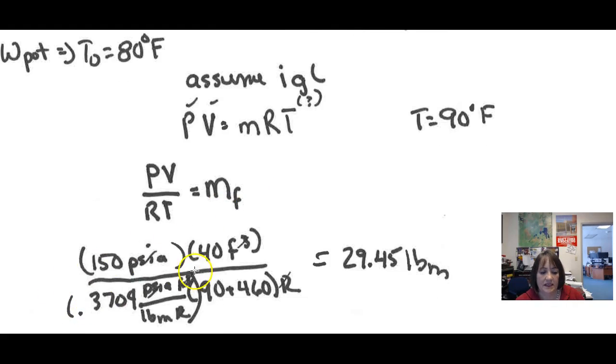Now when we set this up, we have 150 psia, 40 cubic feet. Then we have to take the temperature in the tank, 90 degrees Fahrenheit, and add 460 to convert to degrees Rankine. And then we need a value of the universal gas constant, or in this case, the particular gas constant that will make those units work. So where did I find this value?